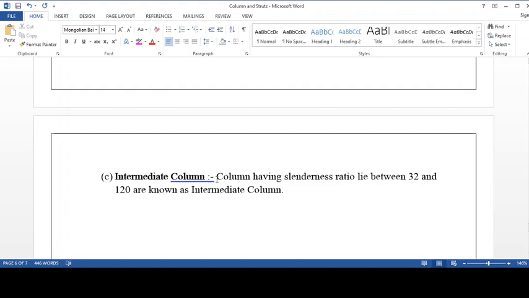Number three, intermediate column. A column having slenderness ratio between 32 and 120 is known as an intermediate column.